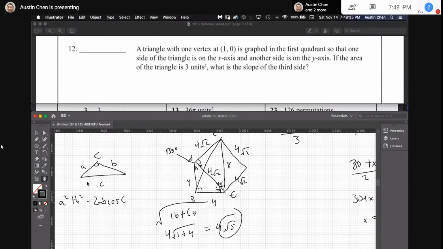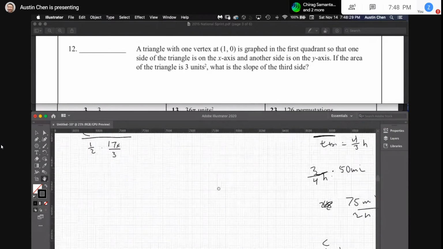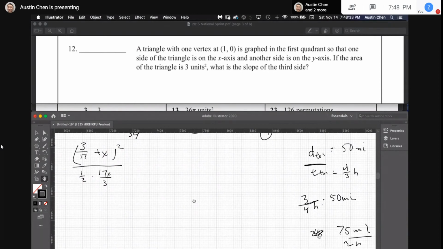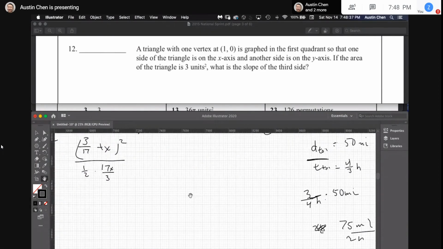A triangle with one vertex at (1, 0) is graphed in the first quadrant so that one side of the triangle is on the x-axis and another side is on the y-axis. If the area of the triangle is 3 units squared, what is the slope of the third side? Okay, so we're graphing on the first quadrant. We have a vertex of (1, 0). And then one side of the triangle is on the x-axis and another is on the y-axis.